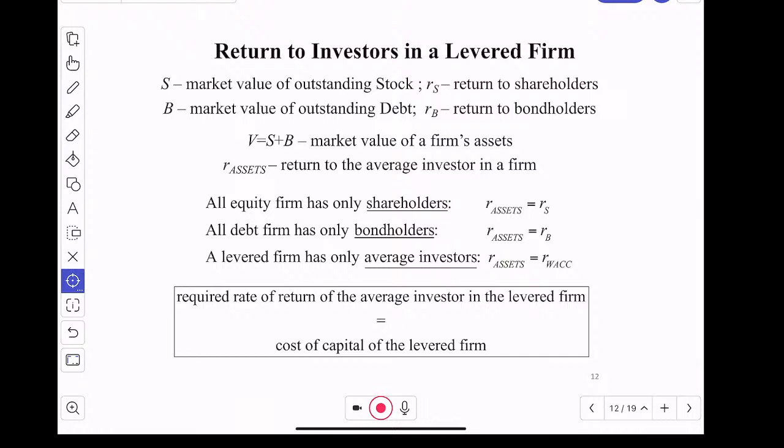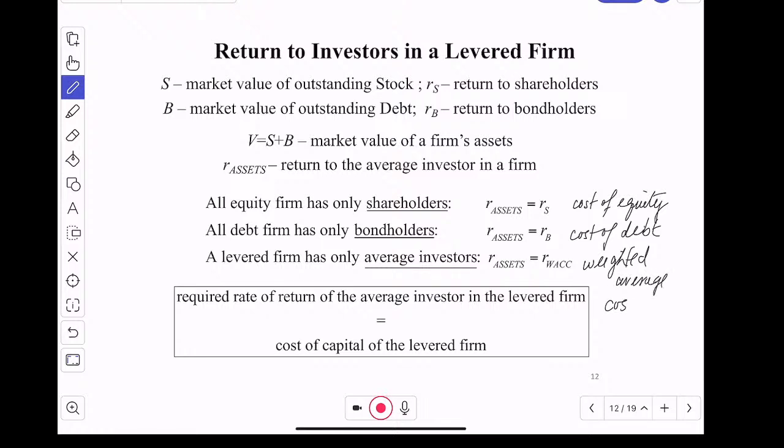But when you have both equity and debt, you have a levered firm, then we will talk about the return to assets as the return to the average investor in the firm, or more specifically, the weighted average cost of capital. So we refer to this as the cost of equity. This is the cost of debt. But if you have both, you have the weighted average cost of capital.